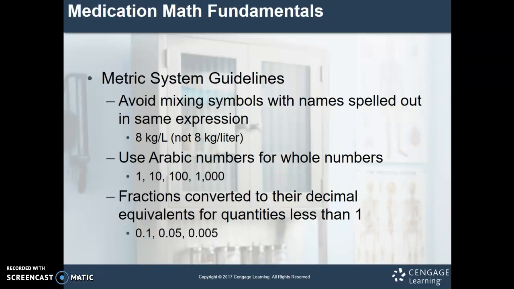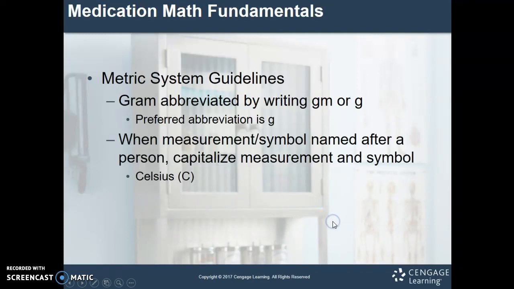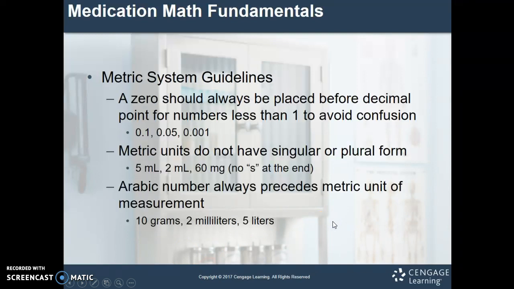Arabic numbers are used for whole numbers, so 1, 10, 100, 1000. And fractions are converted to their decimal equivalents for quantities less than 1. So for example, 1/10 would be 0.1, 1/2 would be 0.5, and so on. A 0 should always be placed before decimal points for numbers less than 1 to avoid confusion so that you don't overdose a patient. And metric units do not have singular or plural forms.